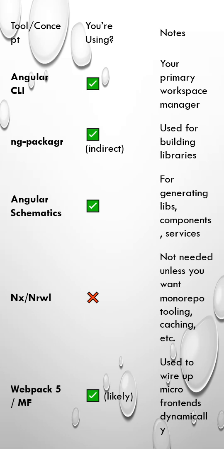I also mentioned here all of these things: CLI, ng-packagr, schematics, NX, NRWL, and module federation. These are the things that we need to focus on. These are different tools. As I told you, ng-packagr is for building libraries, and schematics is for generating libraries, components and all. NX and NRWL are not required unless you want monorepo tooling. It is a completely different approach used for micro front-end, and this Webpack module federation was different.